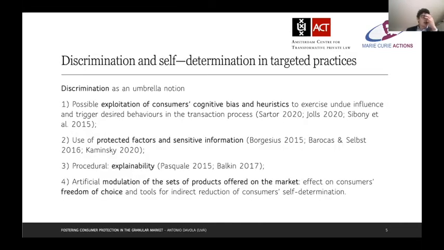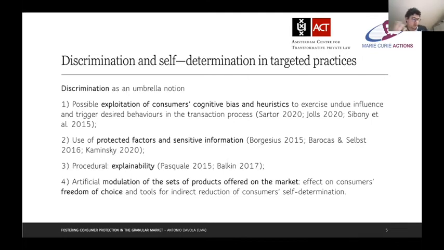Now, I specifically referred to discrimination because a first conceptual point that I try to make in my paper and in my research is that we have been talking extensively about discrimination in general terms and in proper terms, of course, when we refer to anti-discrimination law. But I try to underline that in the debate of targeted practices, discrimination is increasingly becoming some sort of an umbrella notion encompassing different forms of impact on consumers and individuals' fundamental rights.